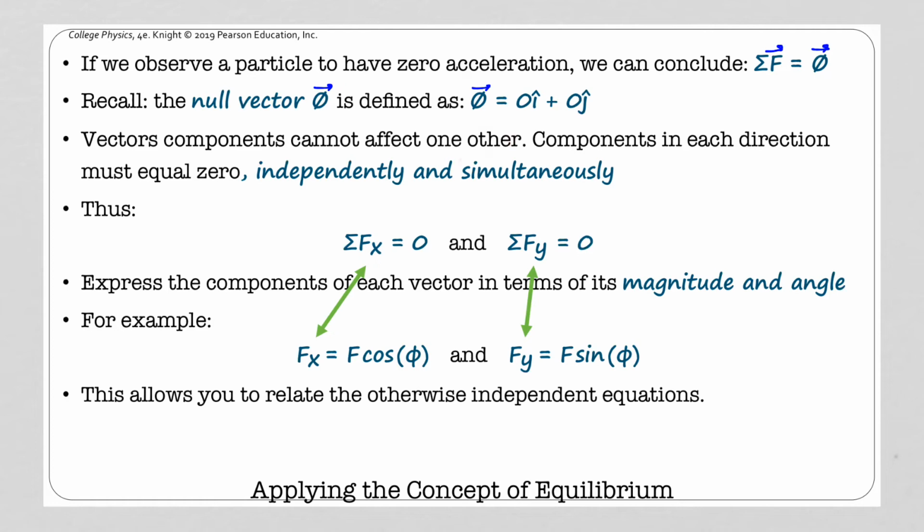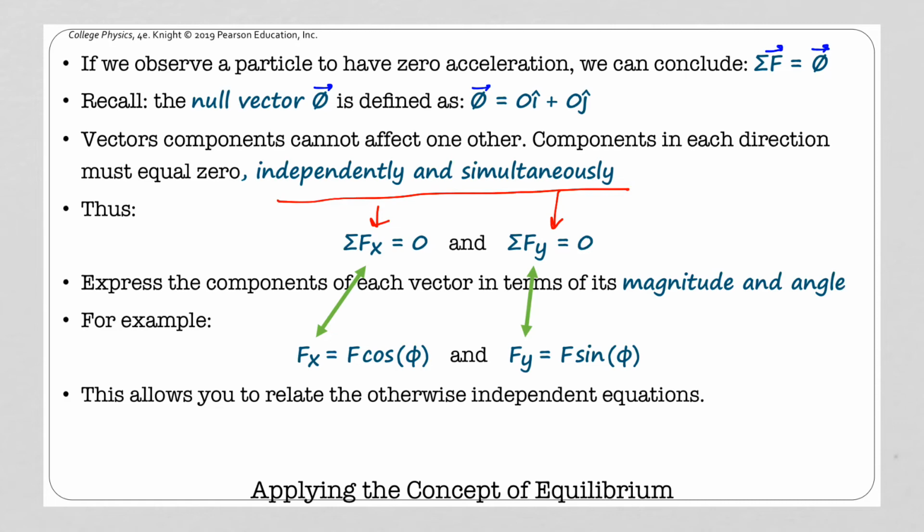We know vector components cannot affect one another, so the components in each direction must equal zero independently and simultaneously. The components in the x direction must all cancel each other out and become zero, and all of the force components in the y direction must also cancel out only other y components.